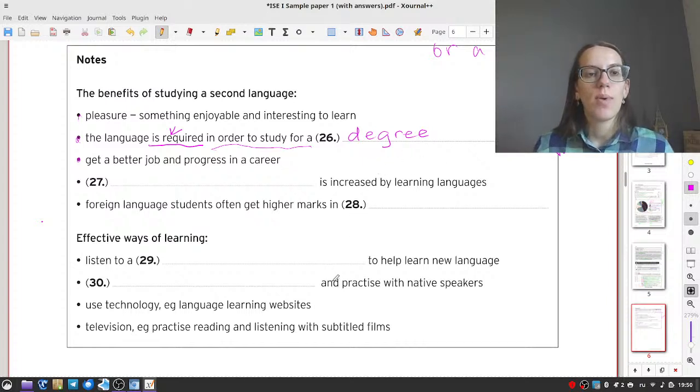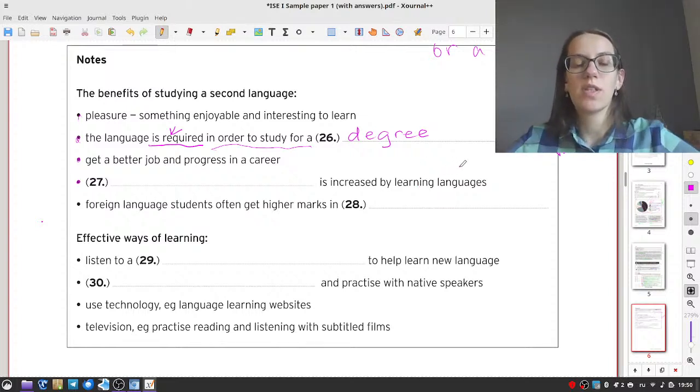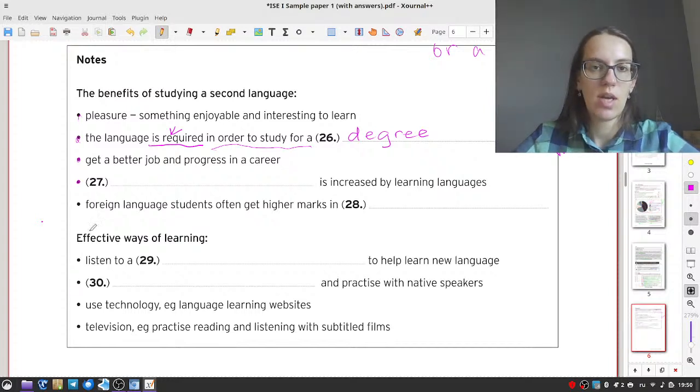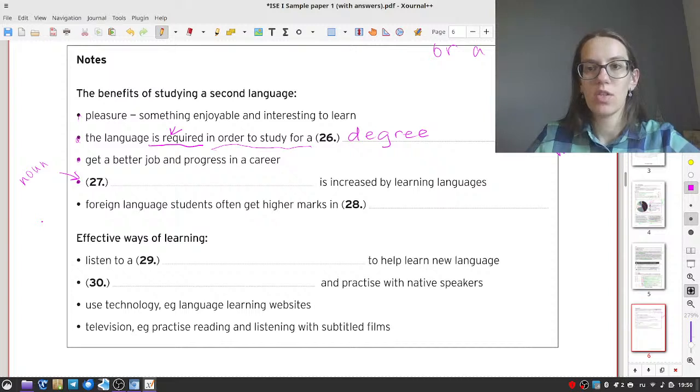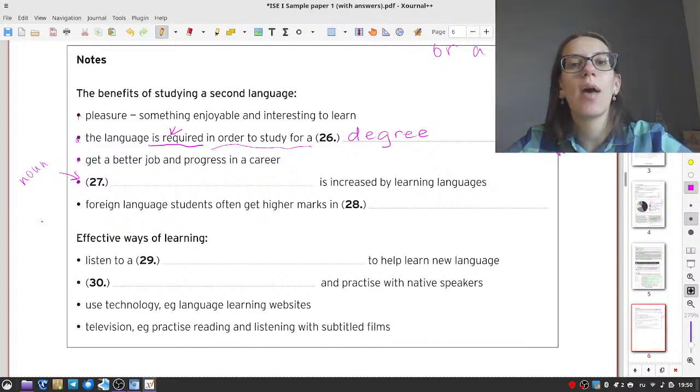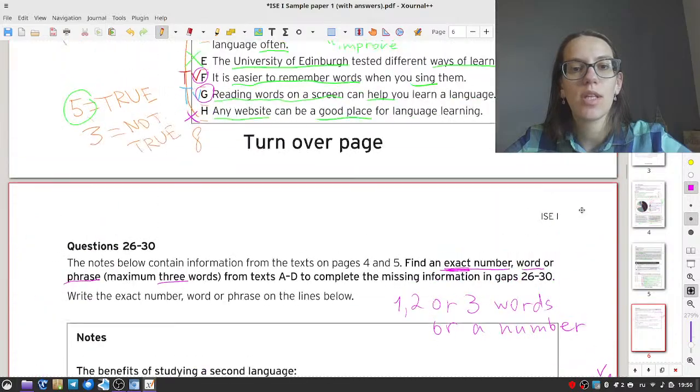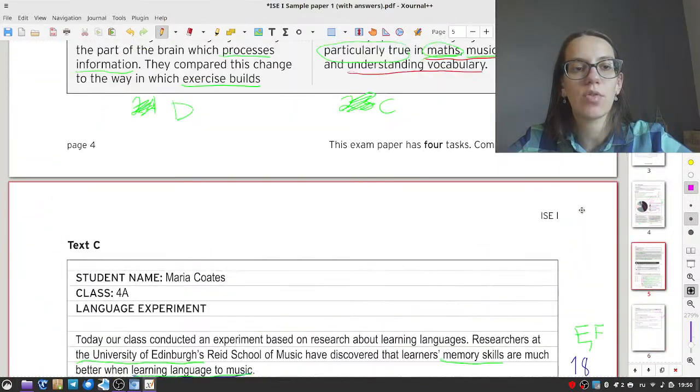Next, get a better job and progress in a career. And then bullet point starts with a missing word. Is increased by learning languages. So something is increased by learning languages. What kind of word do we expect here? Again, a noun or a noun phrase or something similar. Just like here, a degree, that was a noun, so that's a tick. We used a noun. Now, something is increased by learning languages. What can it be? What is increased by learning languages?